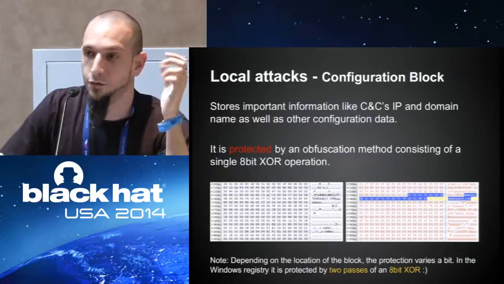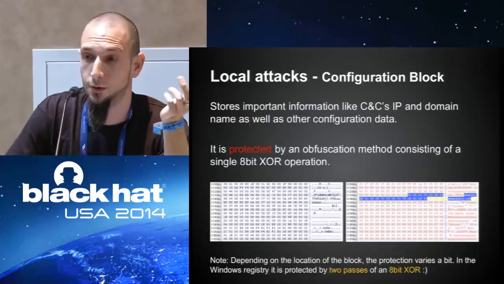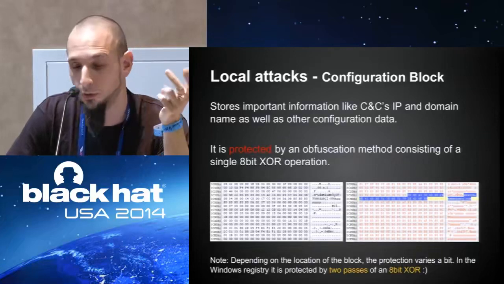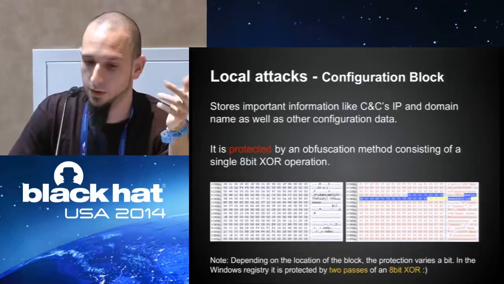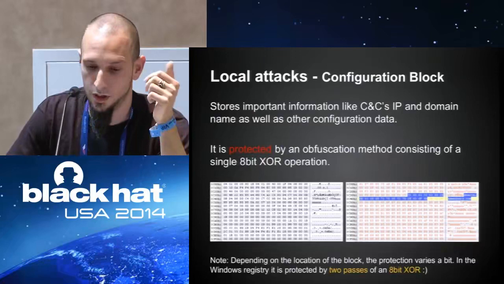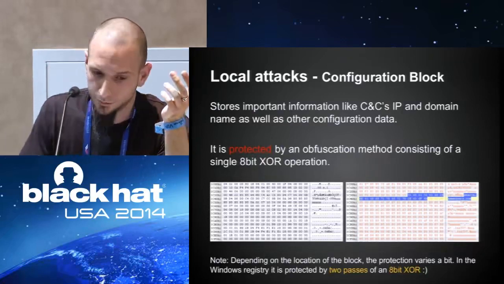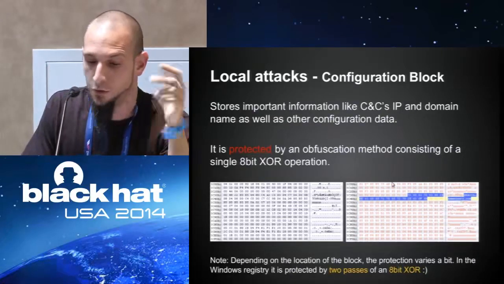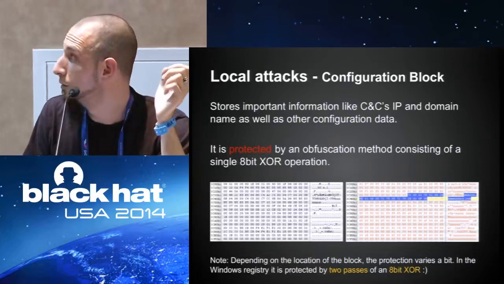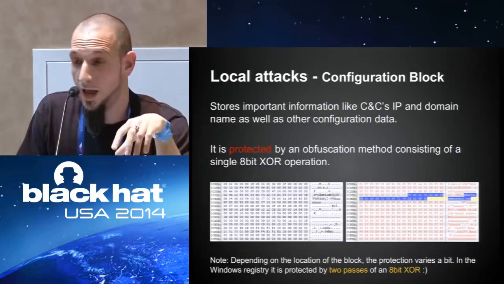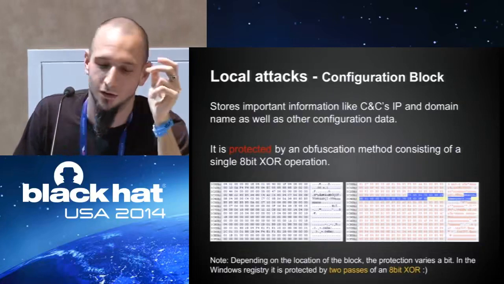The configuration block contains very relevant information for these processes, like the control server IP address, the domain name, port number, and service tag, and even some ATDT modem commands, because it is a pretty old software. It has been there for more than 15 years. The configuration block is not digitally signed, it is not encrypted, it is just obfuscated by a simple 1-byte XOR operation. And when it is located in the Windows registry, it is more protected, with 2 passes of XOR operation.